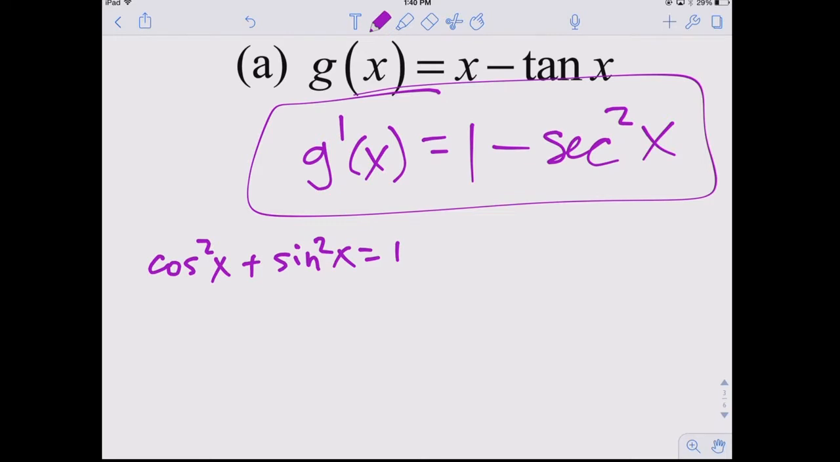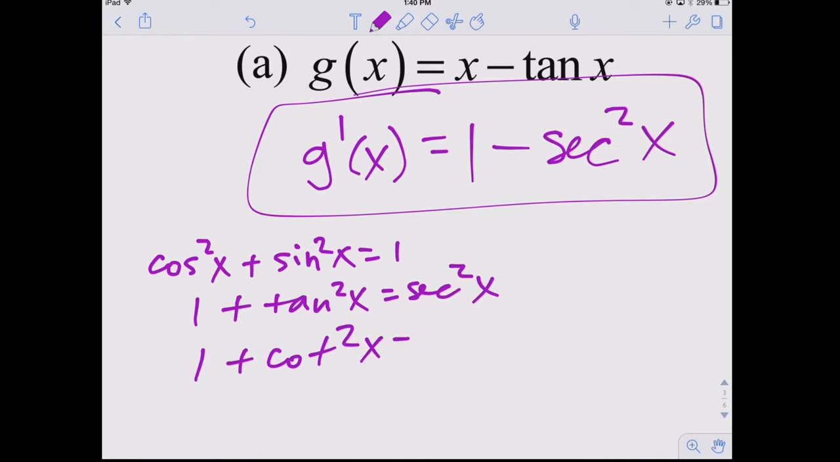Cosine squared plus sine squared is Papa PID. That's 1. If you divide everything through by cosine squared, you get 1 plus tangent squared equals secant squared. And so that's why I call that one baby PID number 1. If you divide everything through by sine squared, you get 1 plus cotangent squared equals cosecant squared. And that's baby PID number 2. You just have the co in front.